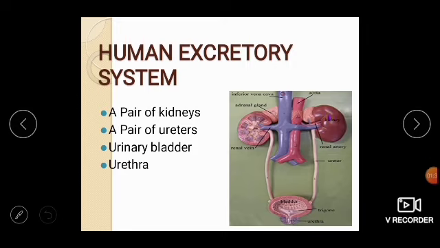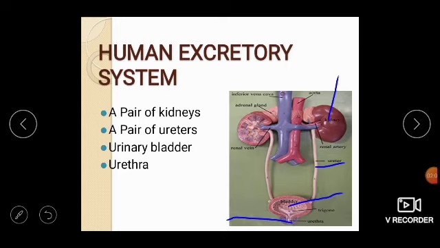This portion now, this is the kidney. Then this one is the ureter. This portion is the urinary bladder. And the last one, this is the opening of the urinary bladder, known as the urethra. Our kidneys, you can see, are present especially in our lower abdomen.